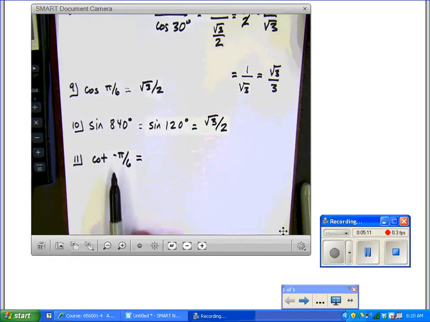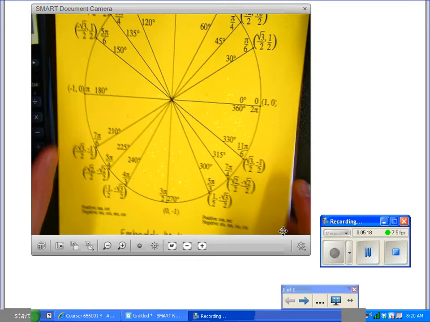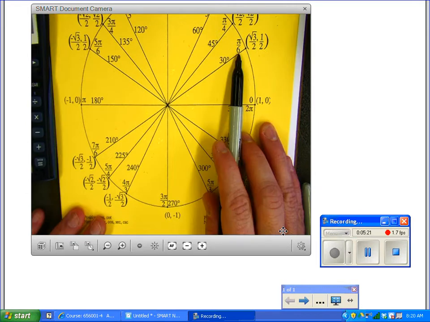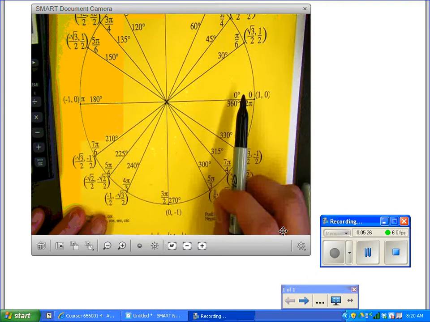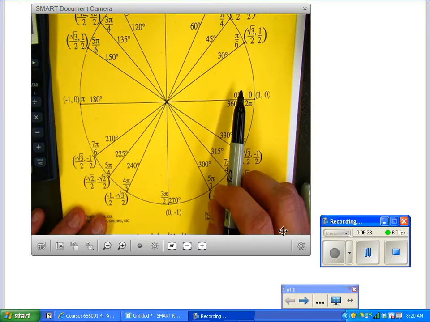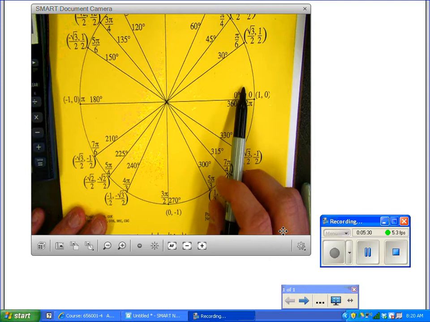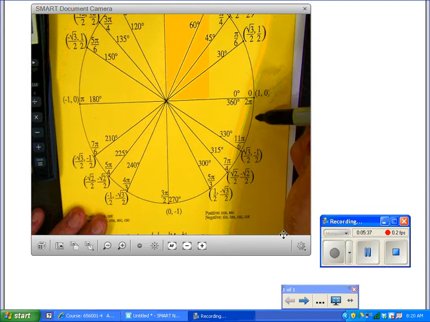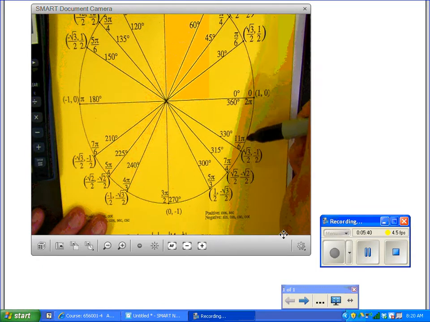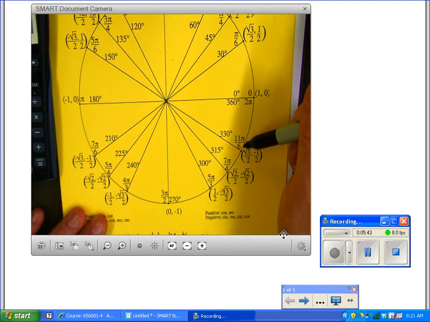Okay, this is pi over 6. So negative pi over 6 would just go sort of the same angle, but it would go the other direction. And so instead of pi over 6, negative pi over 6 would really be the same thing as 11 pi over 6, because it would just be pi over 6 in this direction here. Okay, and if you added 2 pi to find the coterminal angle, you would get 11 pi over 6. Okay, so now at 11 pi over 6, which is really negative pi over 6, let's find the cotangent here.